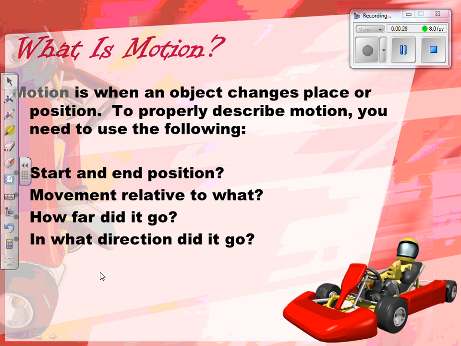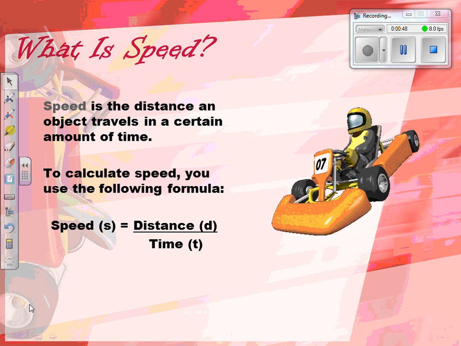Okay, first of all, motion. If something's moving or in motion, what does that mean? It means when an object changes place or position. So to properly describe motion, you need to know the following. What's the start and the end position? Movement relative to what?